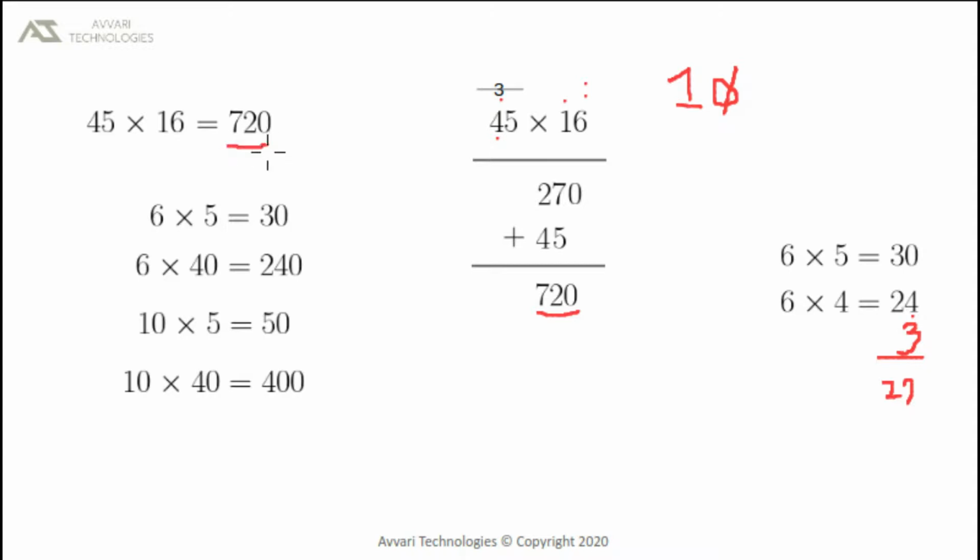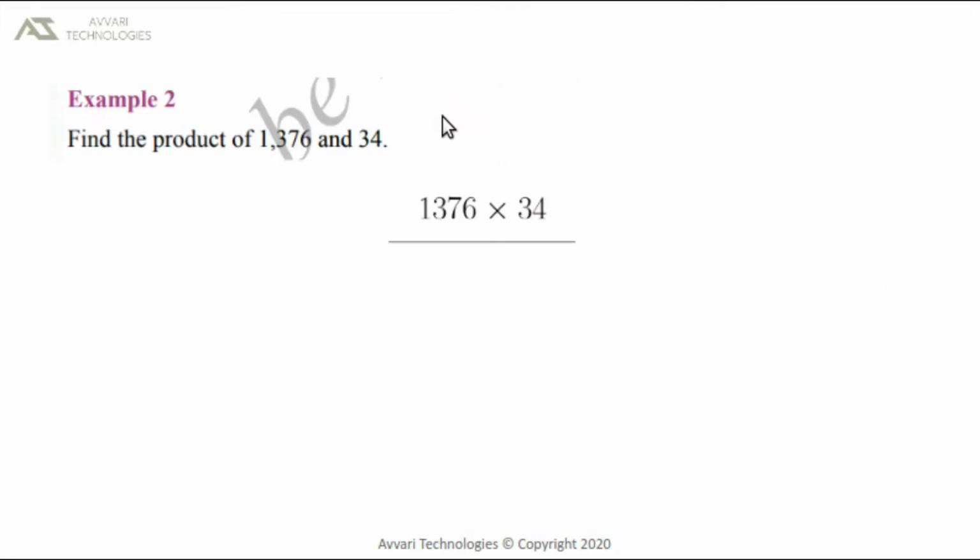In the previous approach also we got the product 720, so both are the same. I usually prefer the long method since it is easy to understand. You can also follow the short and simple method. Now let us see another example. We need to multiply 1376 with 34. Here 1376 is the multiplicand and 34 is the multiplier.